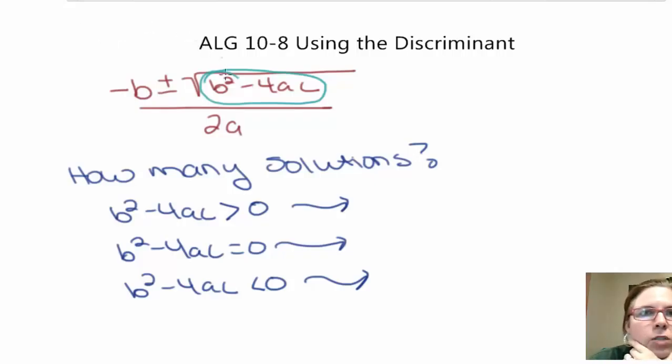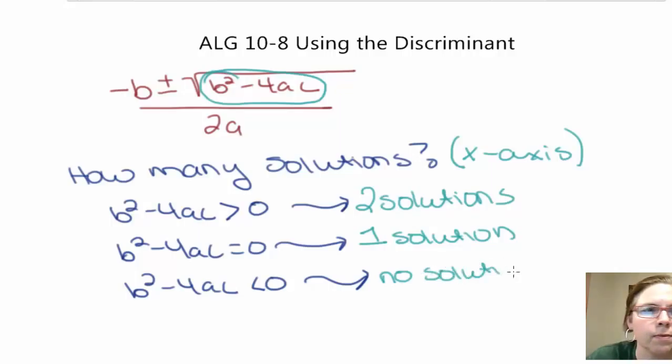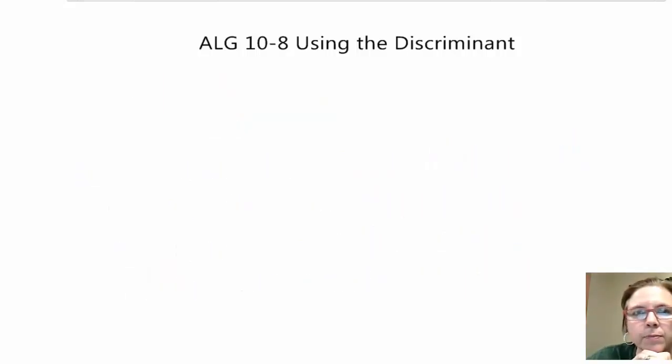So if after you solve b squared minus 4ac, the answer is greater than 0, that means we're going to have two solutions. And remember, solutions is where the parabola crosses the x-axis. How many times? So if the discriminant is greater than 0, there's two solutions. If it equals 0, there's one solution. And if it's less than 0, there's no solutions. Okay? And we'll do some examples.